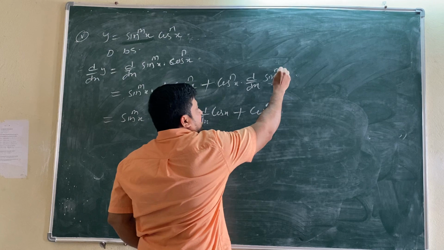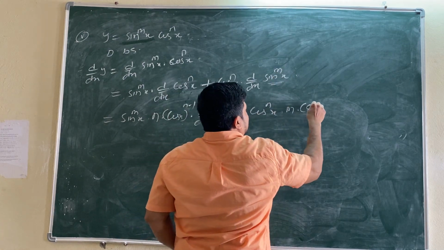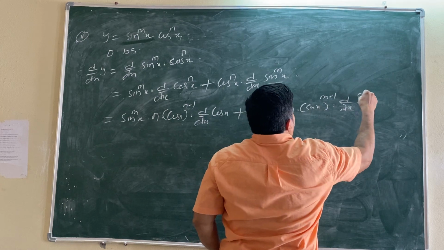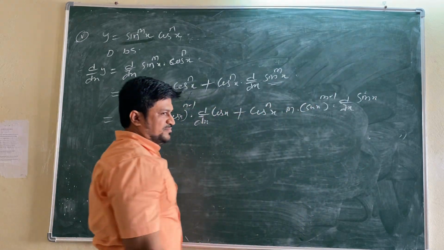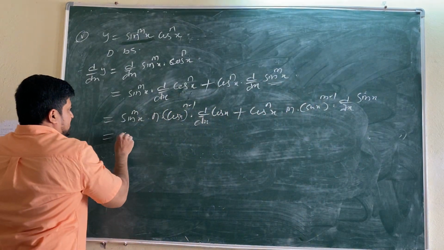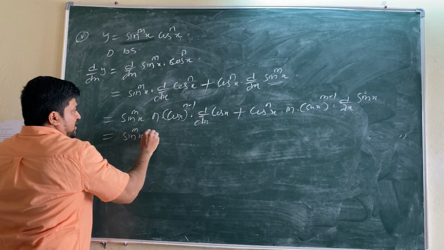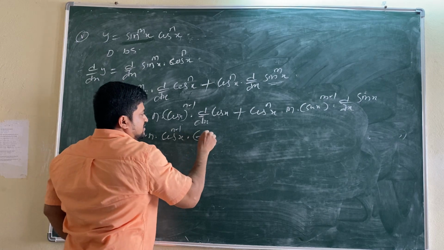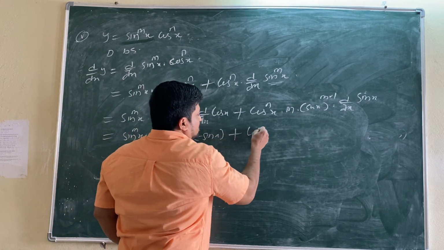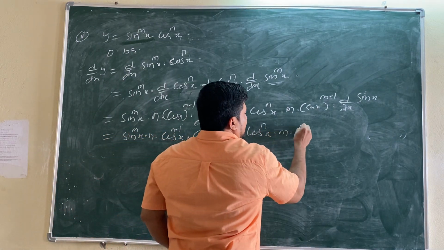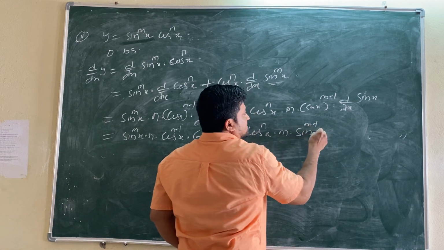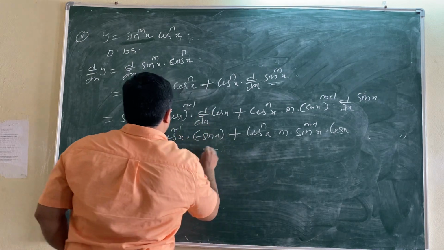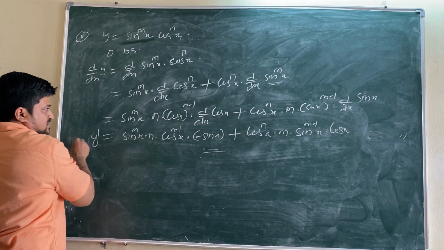Here also this is sin x power m. m into sin x power m minus 1 into d by dx. m or n, both are one and the same. Sin power mx into n into cos power n minus 1 x into cos x, derivative is minus sin x, then cos power nx into m into sin power m minus 1 x into derivative of sin, which is cos x. This is the value for y dash.